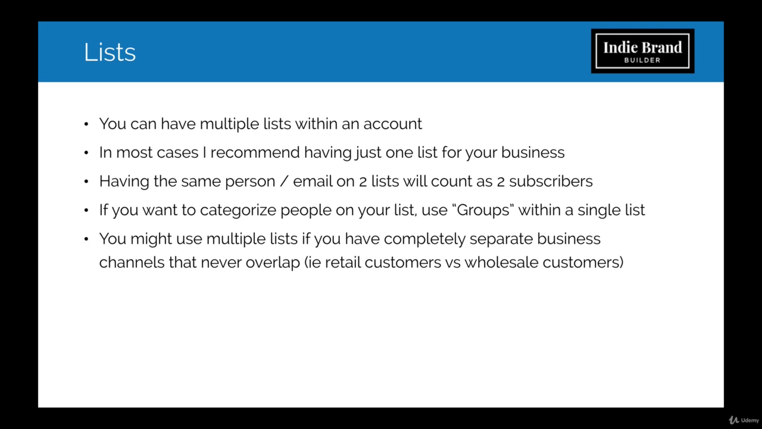Now, there are some cases where you might use multiple lists. For instance, if you have completely separate business channels that are never going to overlap. So for instance, at So Young, we have retail customers. These are people we sell to directly through our website. We also have wholesale customers. These are stores that we sell our products to at a wholesale price. These audiences are never going to overlap. We would never send the same messaging or communication to both of these different groups. So in that scenario, there is a good case for maintaining two separate lists for customers and wholesale customers.